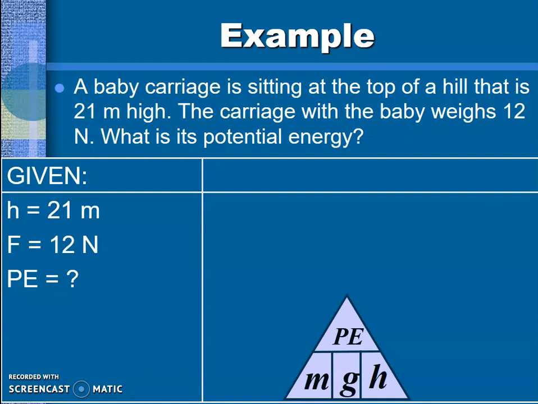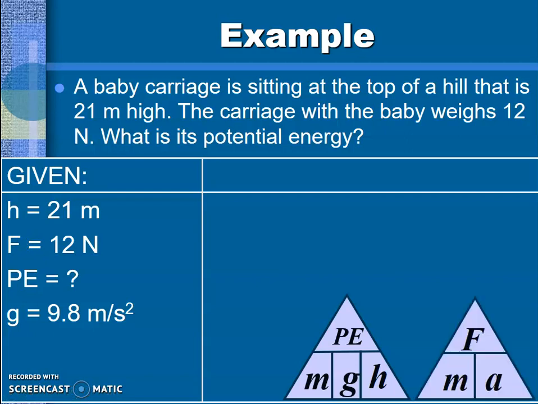Well, g, that's a constant, so we can go ahead and add that, 9.8 meters per second squared, because that's gravity on Earth. So now I have a g and an h, but I don't have an m. I have an F instead. So I'm going to look at my equation sheet, and I'm going to say, okay, how can I get a mass if I have a force?